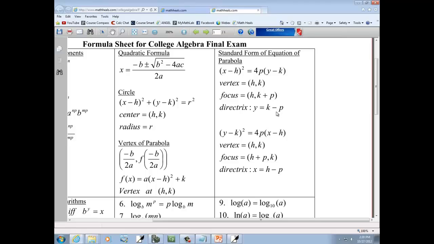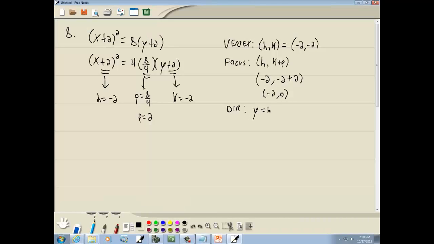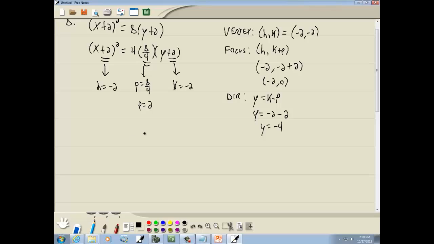And our directrix is y is equal to k minus p. k we said was -2 minus p. p is 2. So we got y is equal to -4. Okay, let's graph this.